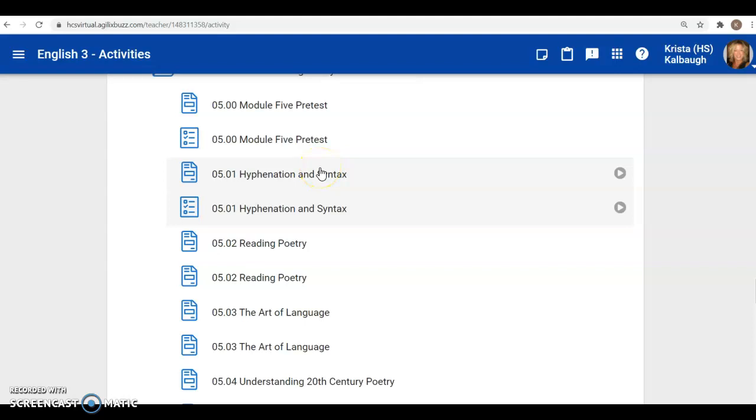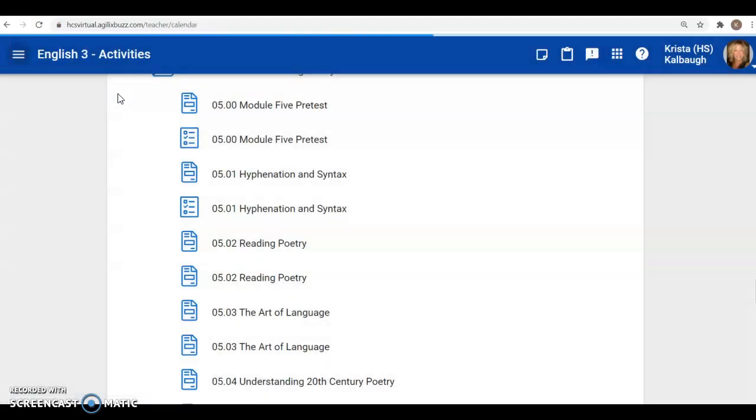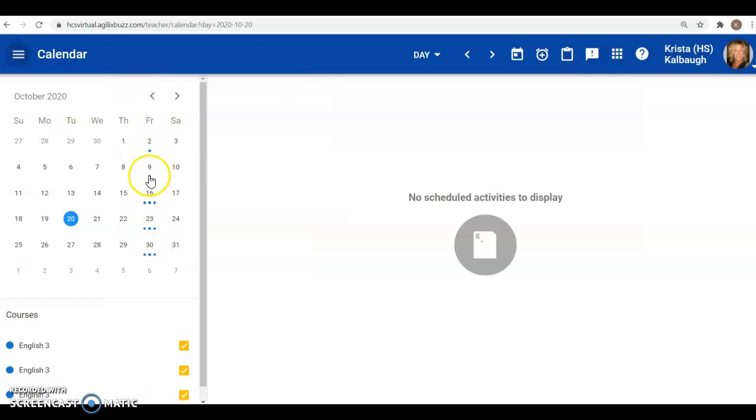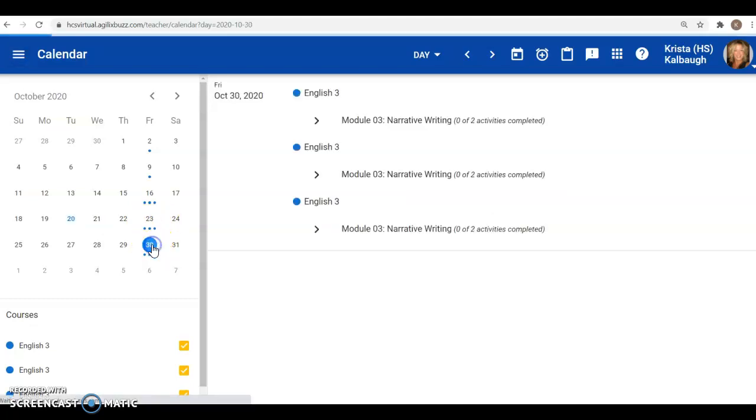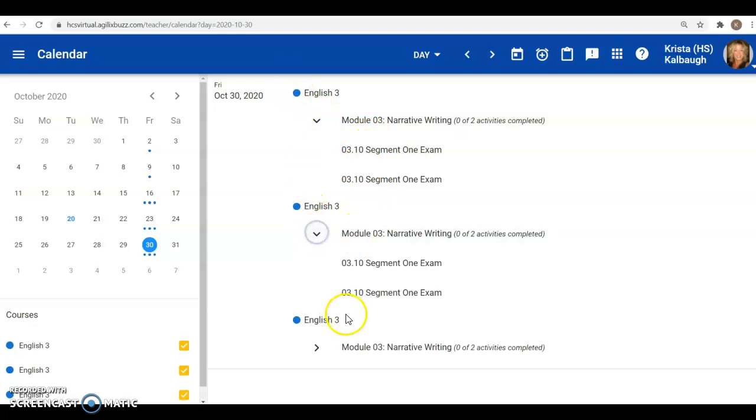For some reason, if you can't find your lessons and assignments, check your calendar. I don't know if they left your to-do list when I aligned the dates and the pacing guide. So make sure that you click on Fridays, okay? And then that gives you the lesson and the exam.